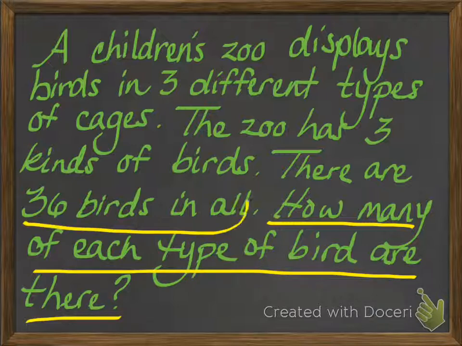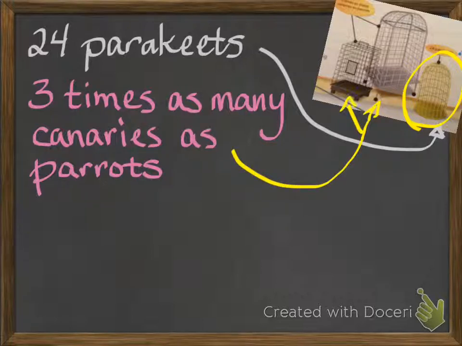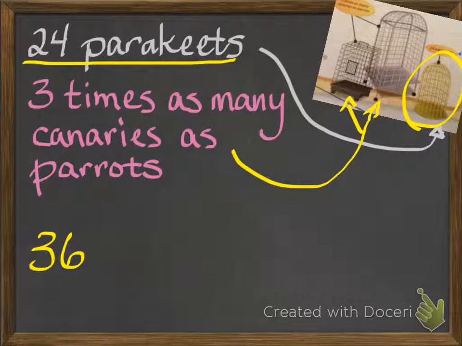And we know that there's 36 birds in all. And then the extra information I couldn't put on here is the picture. So here's the bird cages. And you can see in this yellow cage, there are 24 parakeets. Now, in the other 2 cages, it tells us that there are 3 times as many canaries as there are parrots, but it doesn't tell us how many there are exactly. But we know that there's 36 altogether. We know that 24 of them are going to be parakeets. The rest are canaries and parrots, and there are 3 times as many canaries as there are parrots.